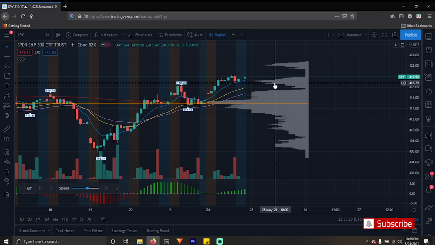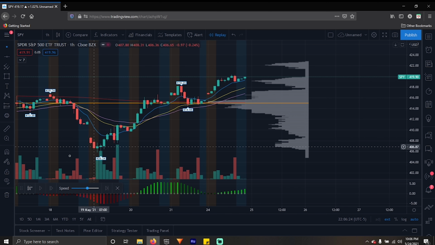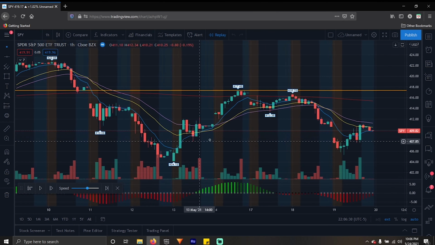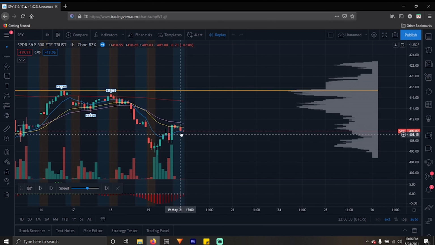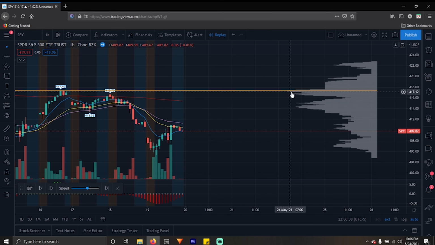And to show you that, I want to go back and use the replay feature here to show you exactly what I mean by that. So let's go to this particular trading session, which was the pre-market hours of May 20th. The price at the time was currently 409.66. The point of control was up here at 417.22.